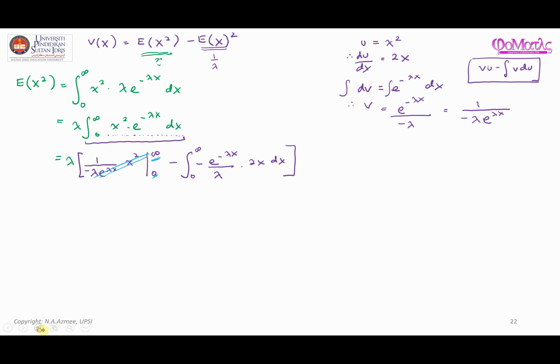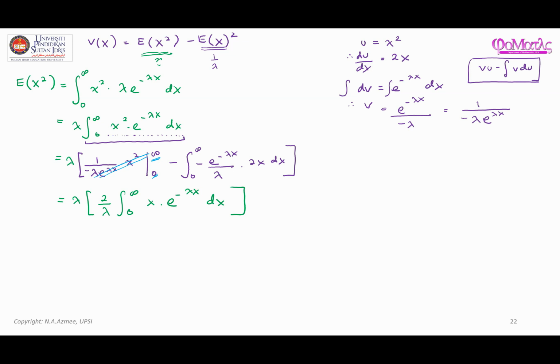Next, we can simplify the rest of it. So we have lambda, negative is positive. 1 over lambda and 2, you can take it out because they are constant. So we have 2 over lambda, integral from 0 to infinity, and then we have x e negative lambda x dx. Okay.